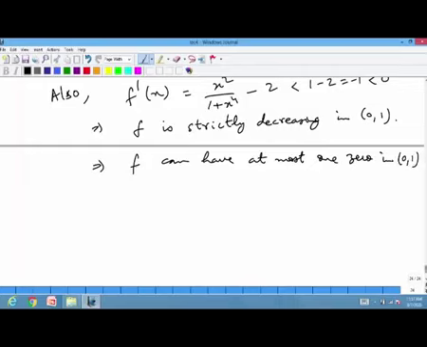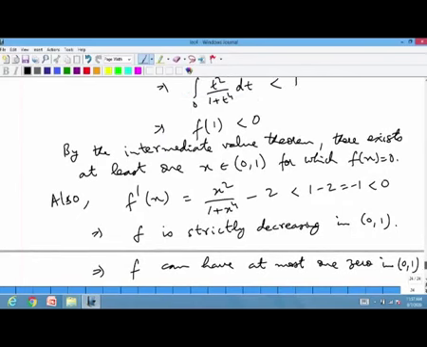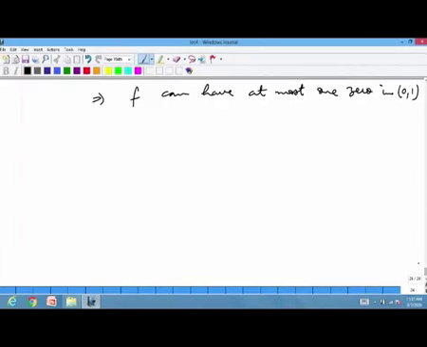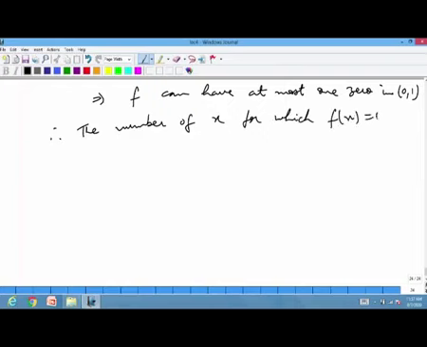So, we got that f has at least 1 zero in this interval, and this says that f has at most 1 zero. So, therefore, the number of x for which f(x) equal to 0 is 1.